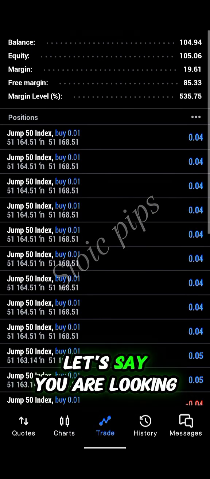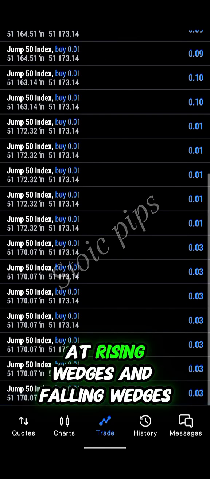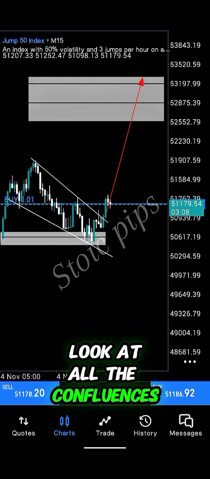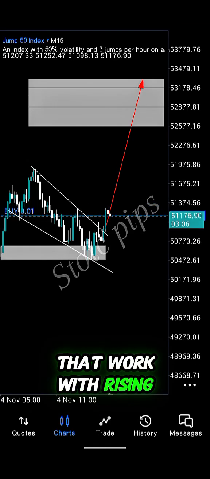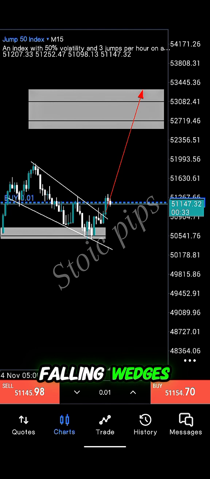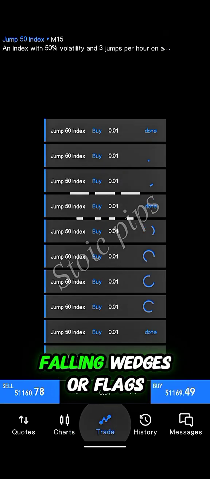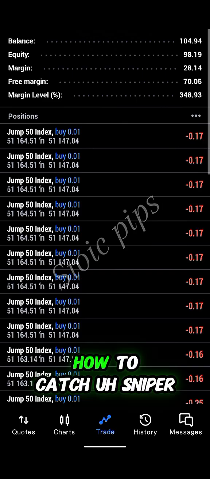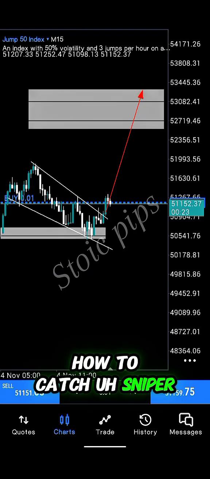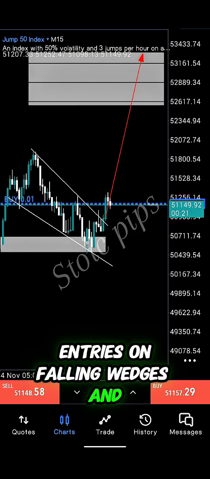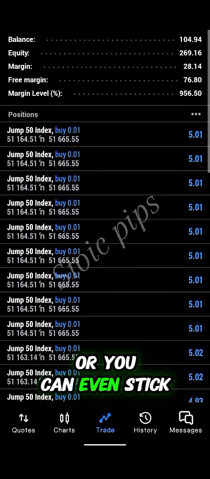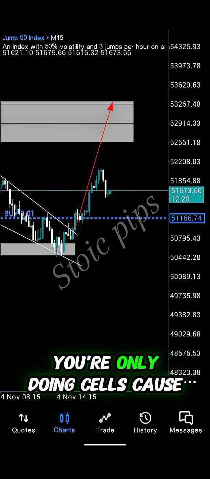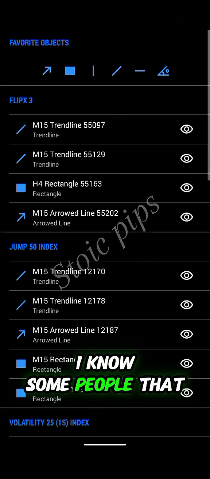So let's say you are looking at rising wedges and falling wedges. Stick to that. Look at all the confluences that work with what moves rising wedges and falling wedges, what forms rising wedges and falling wedges or flags. How to catch sniper entries on falling wedges and rising wedges. Or you can even stick to one. You say that you're only sticking to the rising wedges, you're only doing sells, because I know some people that only sell.